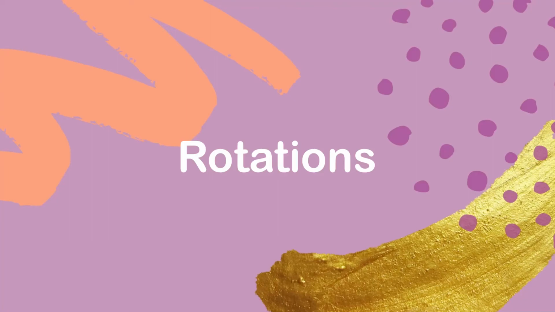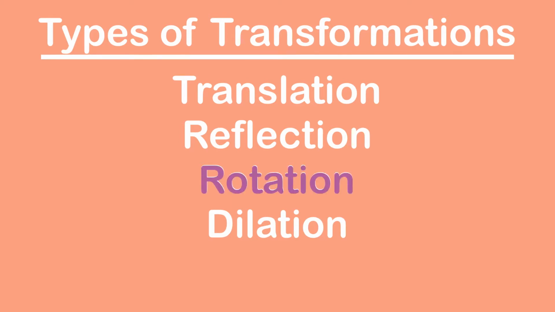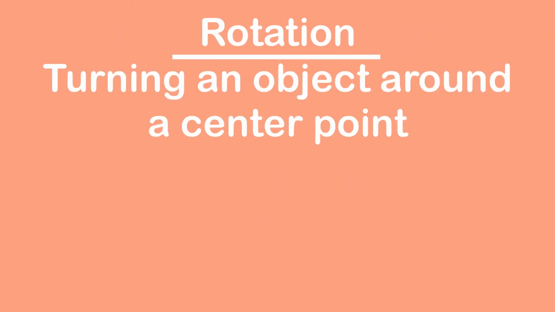Welcome back. Just to recap, remember that there are four types of transformations: translation, reflection, rotation, and dilation. Today's lesson will focus on rotation. Recall that the definition of a rotation is turning an object around a center point.